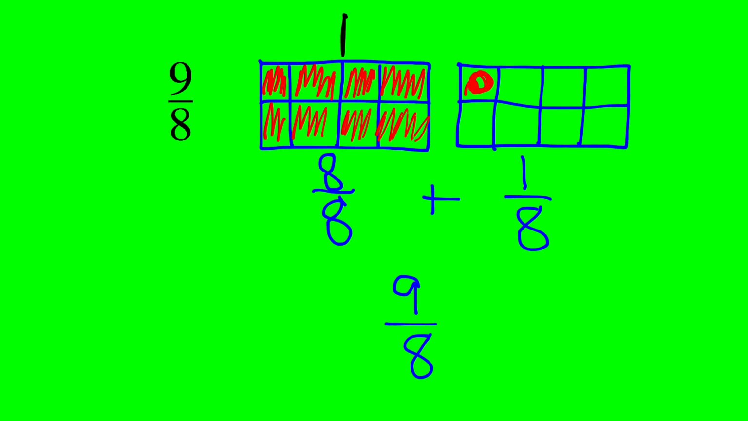And if I want to represent this as a mixed number, well, this part here represents 1 out of 8. So together I have 1 whole plus 1 out of 8. That is 1 whole and 1/8.